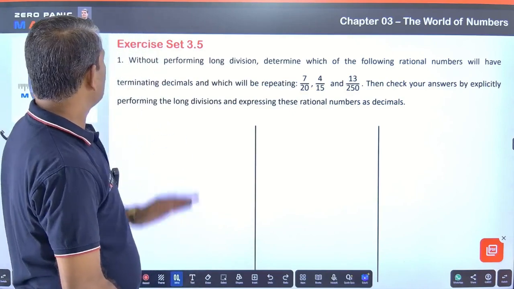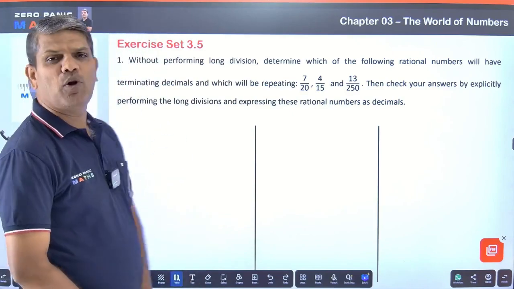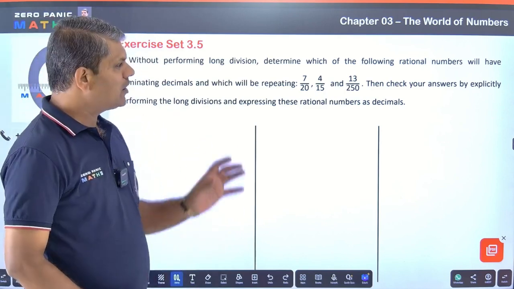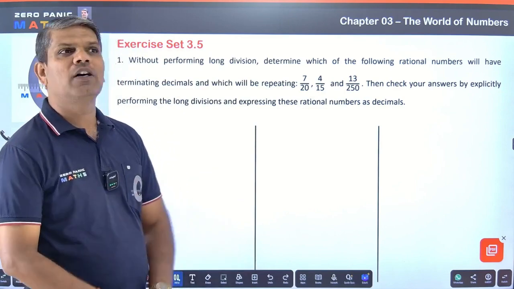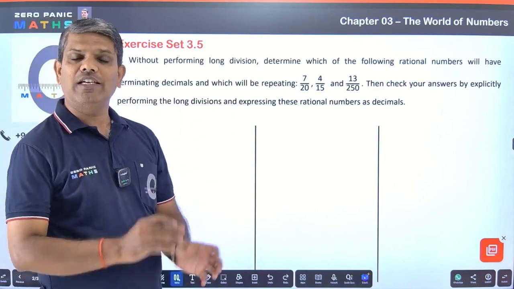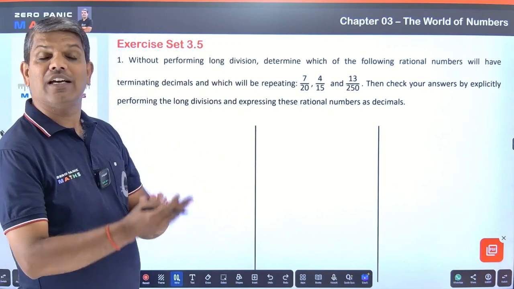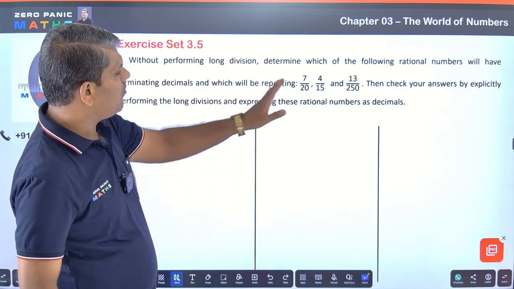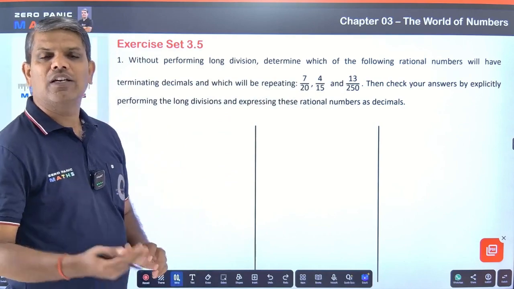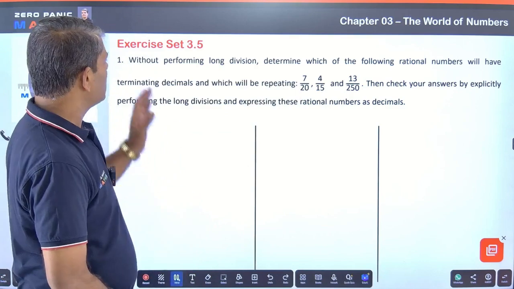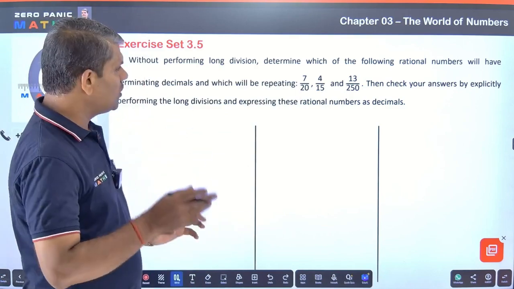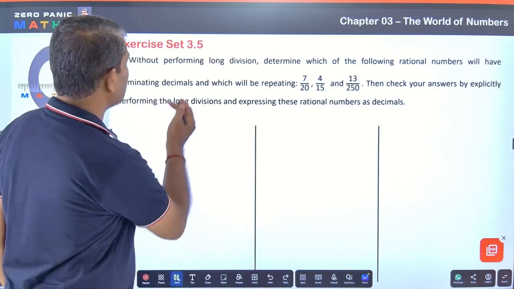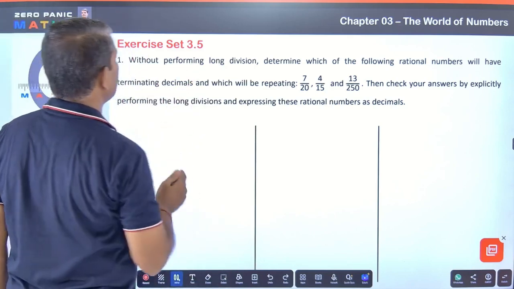In today's session, let us continue our discussion on exercise set 3.5. Before you come to the problems, please watch the previous video, because in the previous session we discussed the different cases of identifying rational decimals and irrational decimals, and how to represent the given rationals in the form of p by q. All those concepts we have discussed in the previous session. This is a continuation of the previous session, so you need that knowledge to understand exercise set 3.5. Let us continue solving the problems in exercise set 3.5.